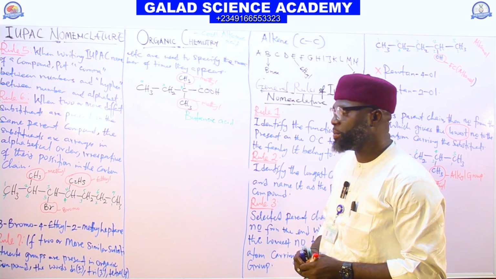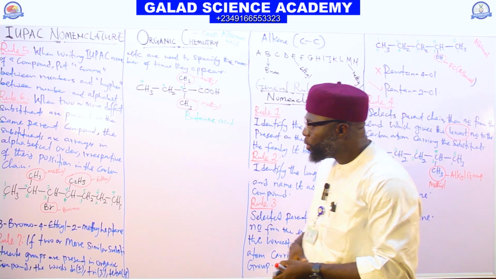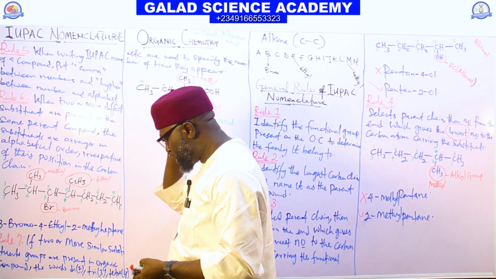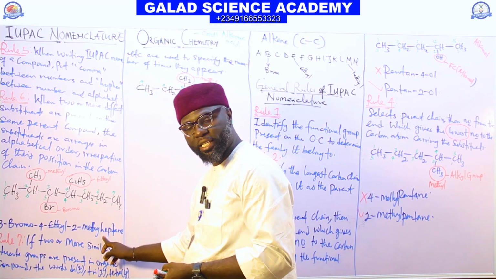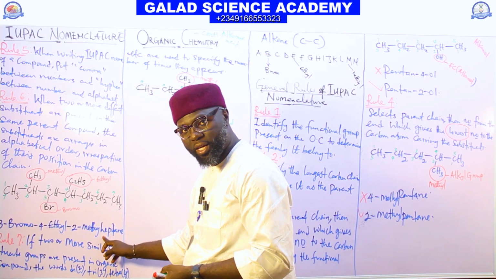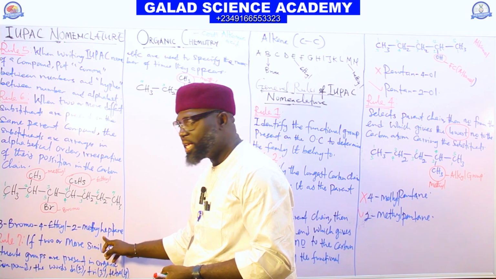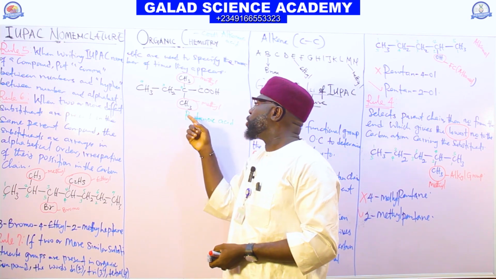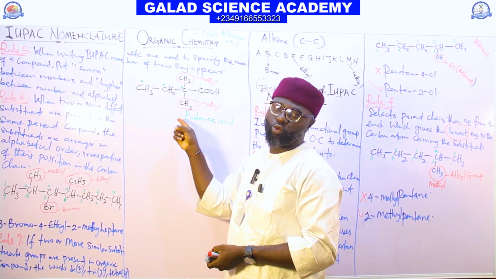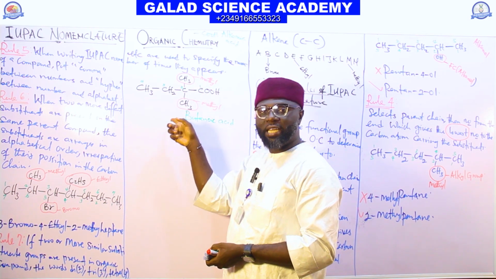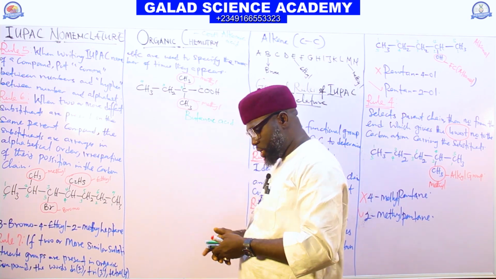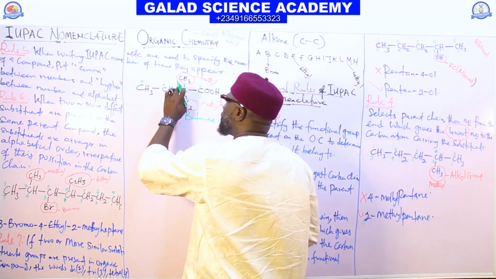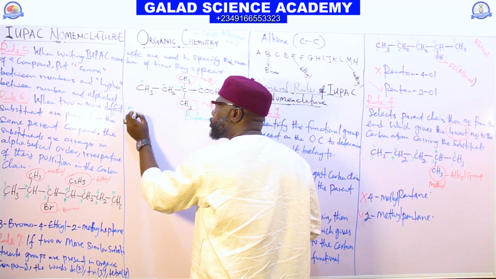So how are you going to name it now? When methyl is attached to carbon 2 here, we call it 2-methyl. But here, since the two of them are attached to carbon 2, we now call it 2,2-dimethyl. What will be the name now? The first one is 2.